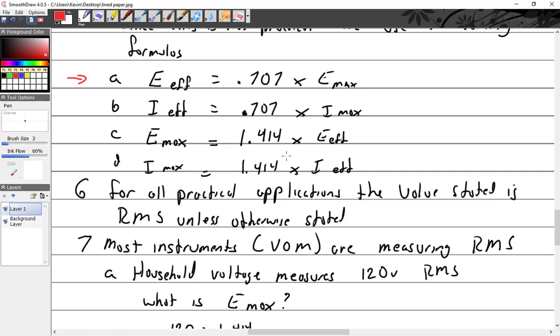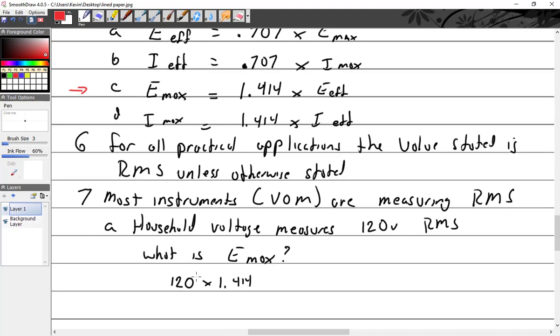You need the E max. I need the E max. I need this one here. There we go. I need E max. So E max equals 1.414 times the effective. He just measured the effective. So effective was 120. So 120 times 1.414 equals 169.68.